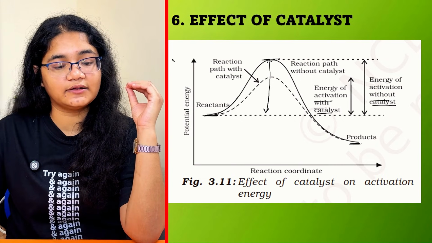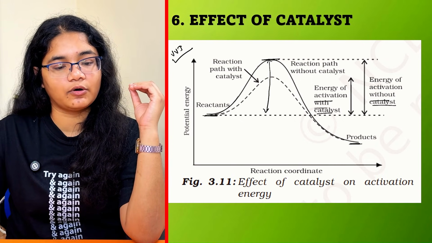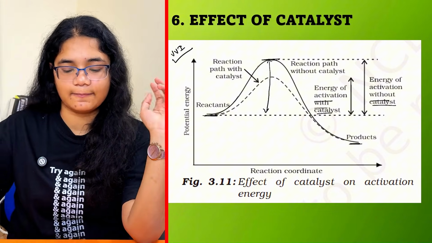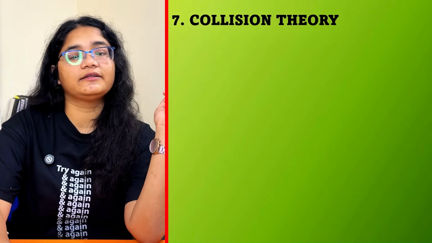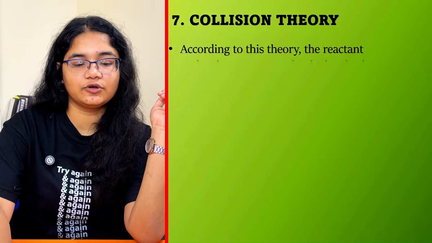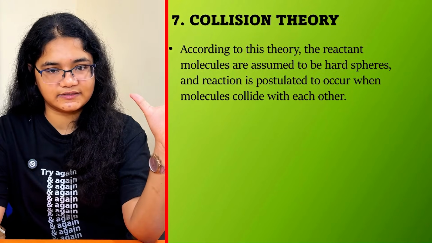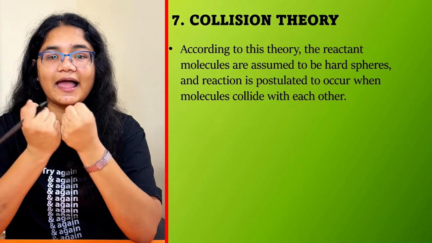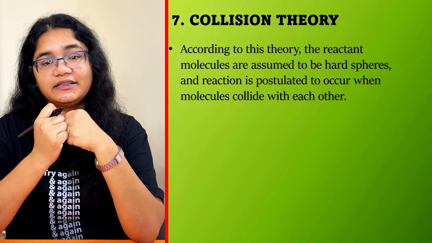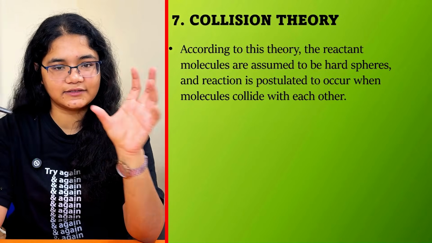Now let me tell you that this diagram is very, very important and is asked often in the exam. Now moving to the last topic, that is collision theory. So what does collision theory tell us? According to this theory, it is very simple: the reactant molecules must collide with each other to form products. That is the collision theory.